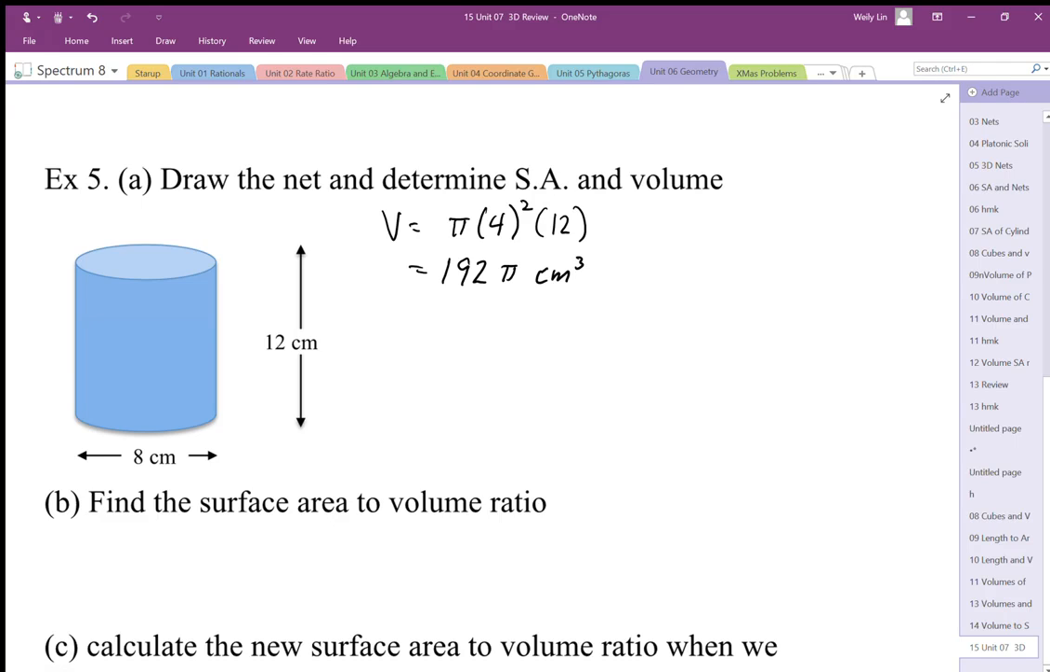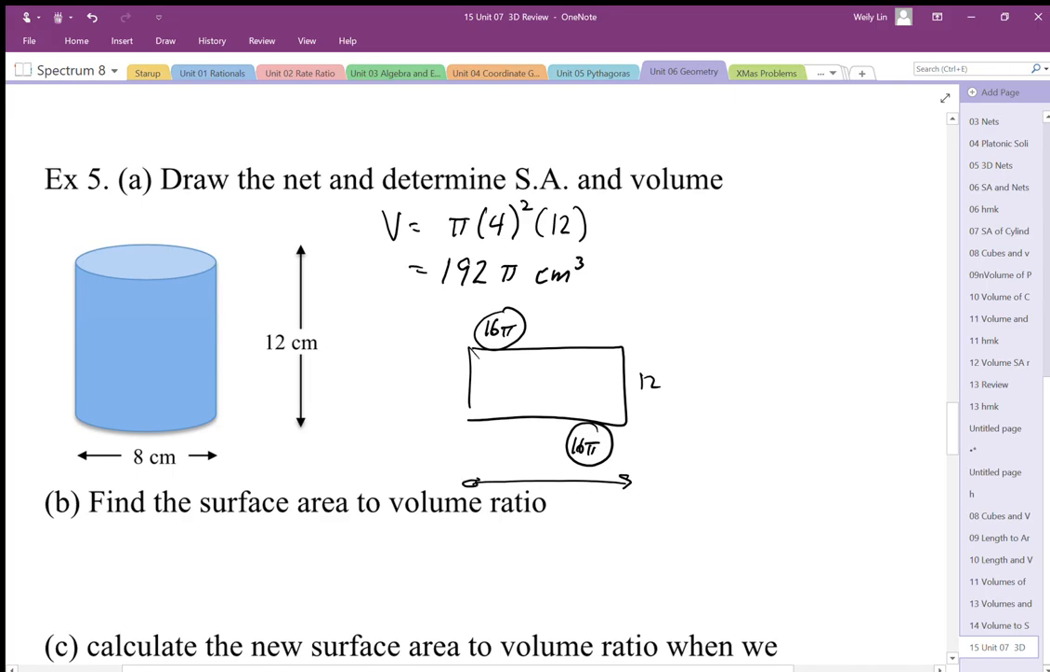To work out the surface area, we want to draw the net for this. Make sure you know the net. We know that these are going to be pi r squared, so we get 16 pi here. Those are the circle areas, the two circles. We know the height is 12. We want the distance across, which is the circumference of the circle that makes up the rectangle. So that circumference is the diameter times pi, or 8 pi. So we get 8 times 12, or 96 pi.